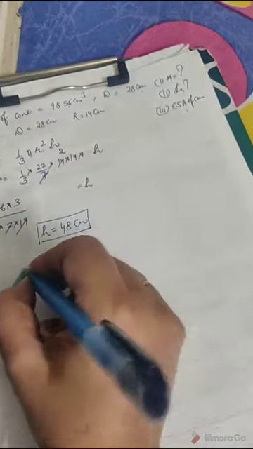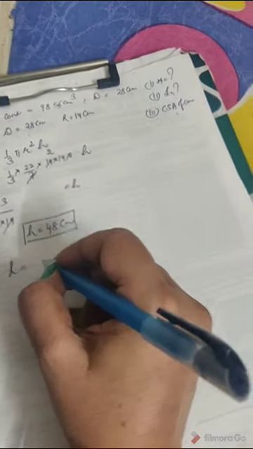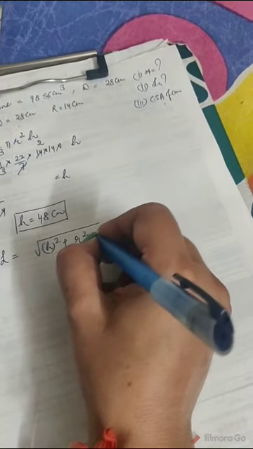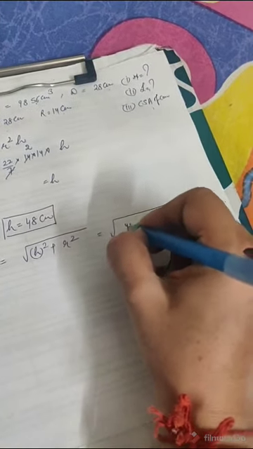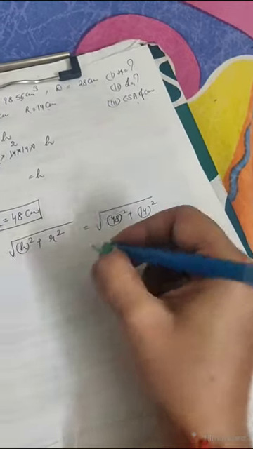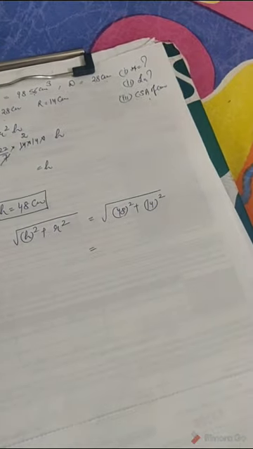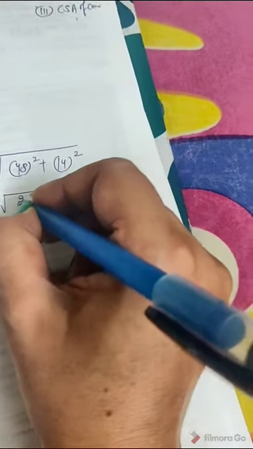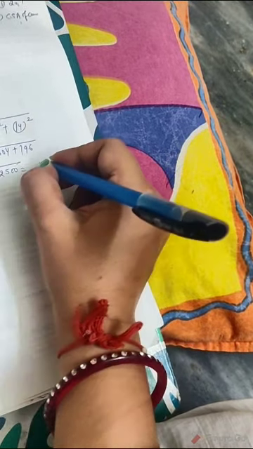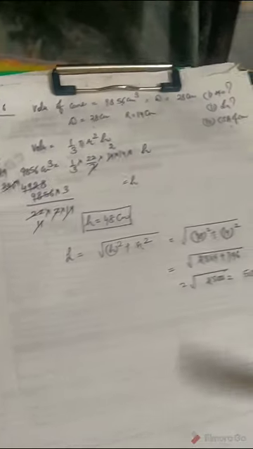Now you have to find out your slant height. So your slant height is going to be the square root of h square plus r square. That means 48 square, and r was given to you 14 square. So when you do the calculation, 48 square is equal to 2304 plus 196. That means 2500, and root 2500 is equal to 50. So your slant height is going to be 50 centimeter.